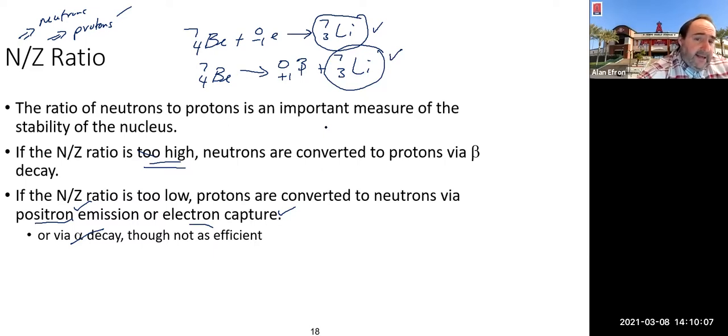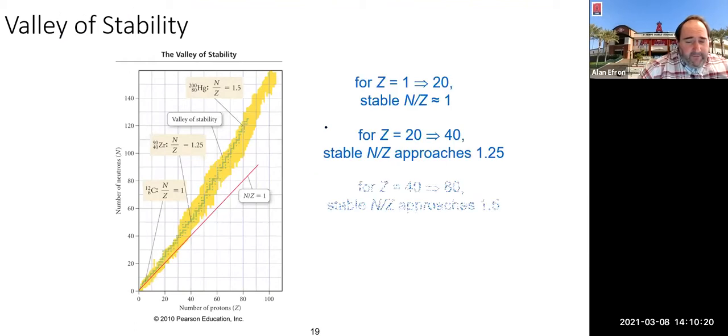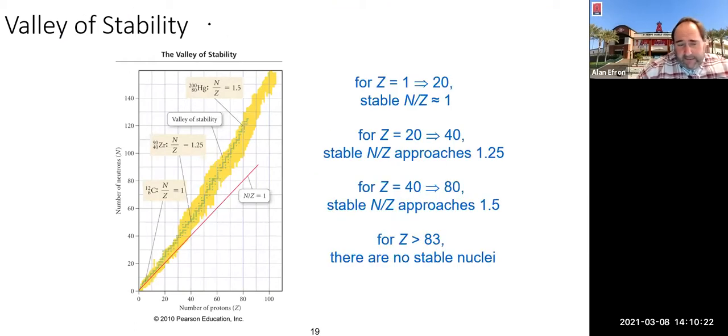So you might be asking, how do I know if it's too high or too low? Well, how do we know? There's something that is referred to sometimes as the valley of stability, or depending on your book, the belt of stability. Use whichever one you like. If you like belts versus valleys, you could do that. But this yellowish deal here is the valley of stability or the belt of stability.